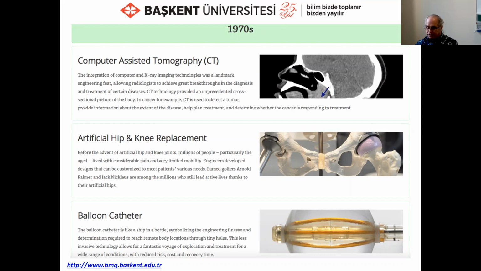Artificial hip and knee replacements were also realized during the 70s. Before the advent of artificial hip and knee joints, millions of people, particularly the aged ones, lived with considerable pain and very limited mobility. And after that time, it was a very big milestone for people, especially the old people. It was very important for the history of biomedical devices.